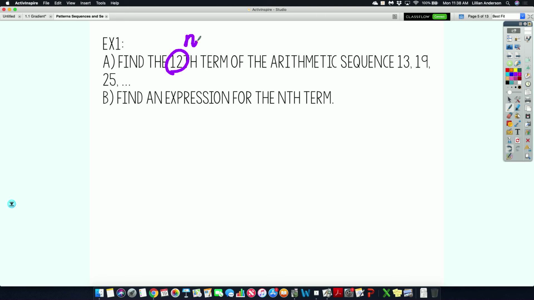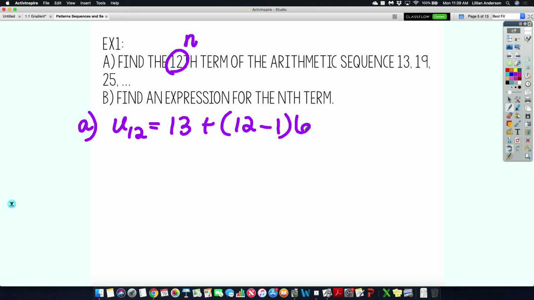Just the 12. The 12 is the n. So it's going to be u sub 12. Then I need u sub 1. What is my first term? 13 plus n minus 1. Well, n is 12, minus 1, times my common difference, which is 6. Okay, that u sub 12 is technically what you're looking for. At this point, we're just doing the operation.